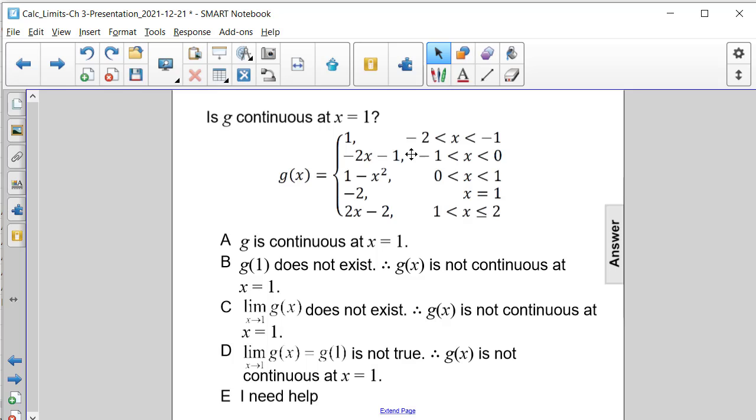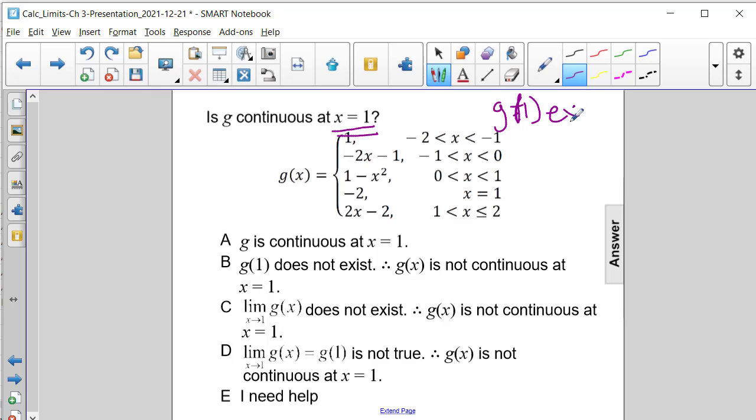So let's actually examine our piecewise function that we have here. And we're looking for when x equals positive 1. So the question is, does g of 1 exist? Let's look. Okay, so when x equals 1, it is a defined piece. So g of 1 does exist, therefore answer choice B can be completely ruled out.